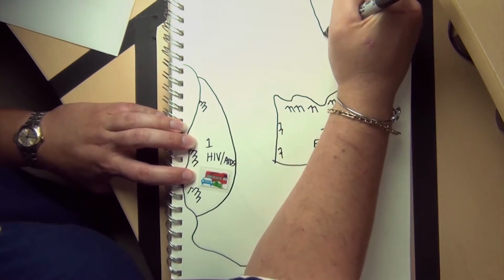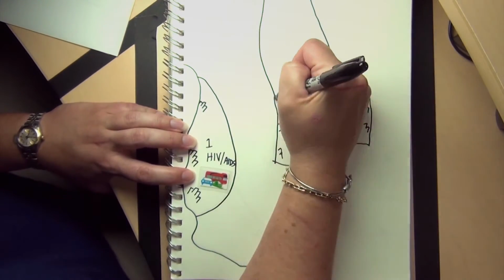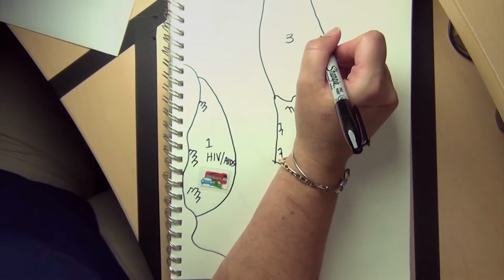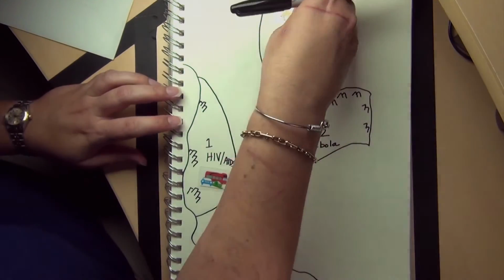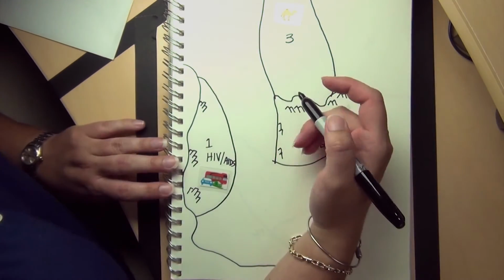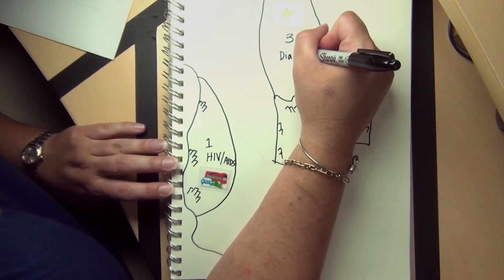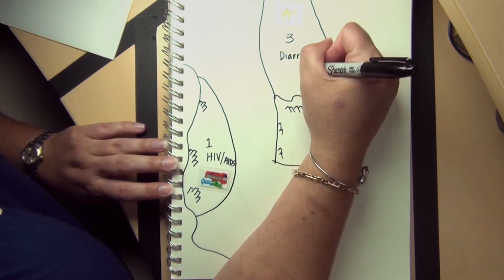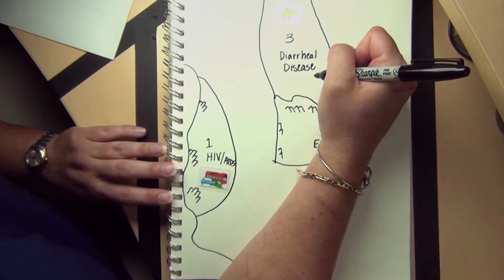Country number 3 is primarily desert and extremely rural. Most transportation is by foot, camel, or horse. The average yearly income is $1,000. They have a high rate of diarrheal disease.